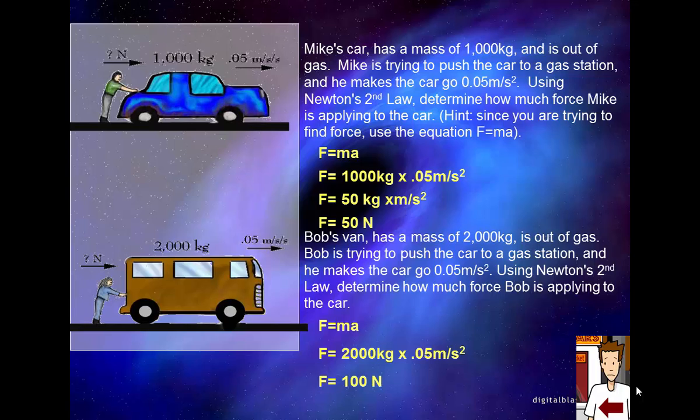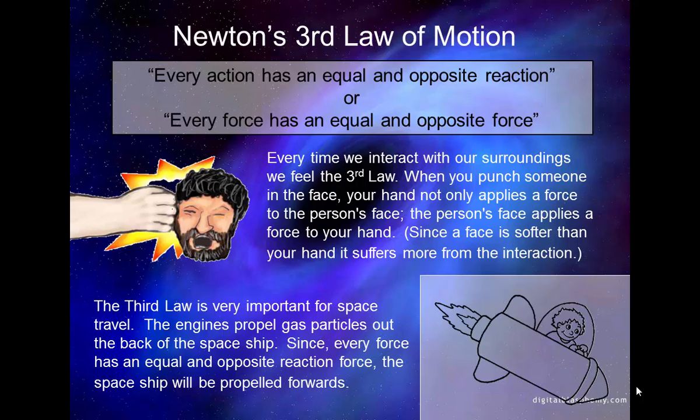All right, so that is our second law of motion. Force equals mass times acceleration. The greater force we apply, the more acceleration that the object will experience. Why would you punch someone? You shouldn't, but let's just use that as an example.